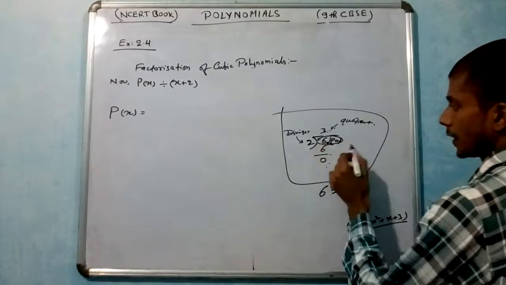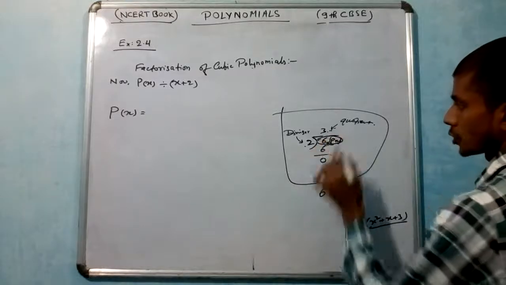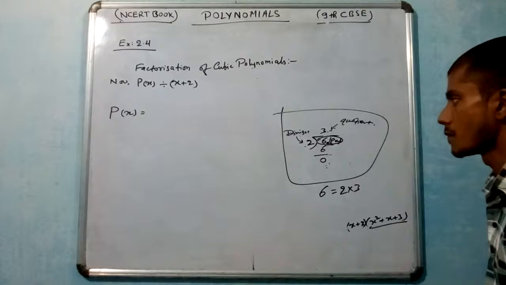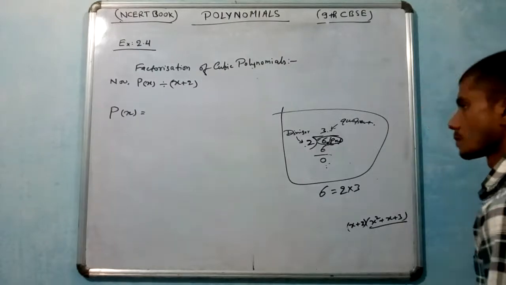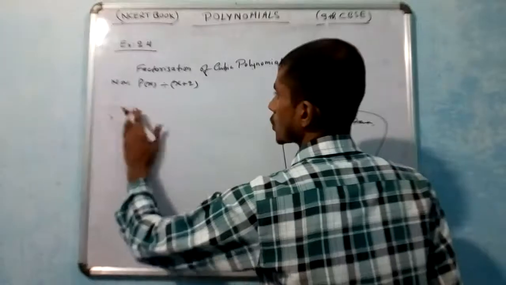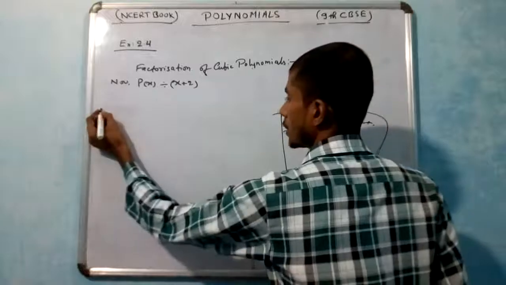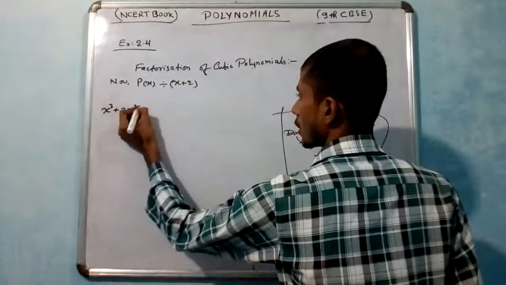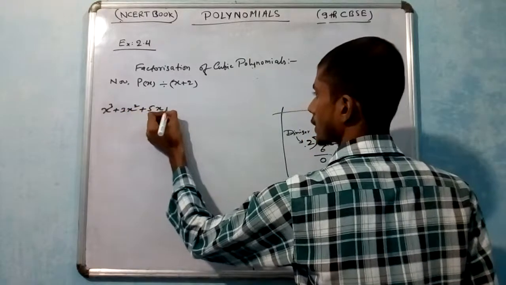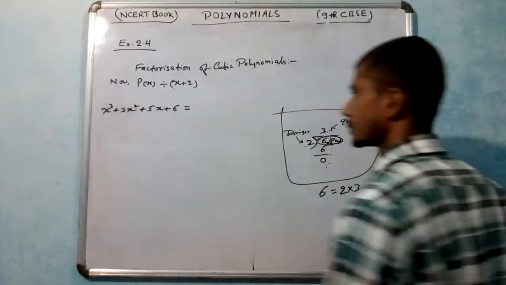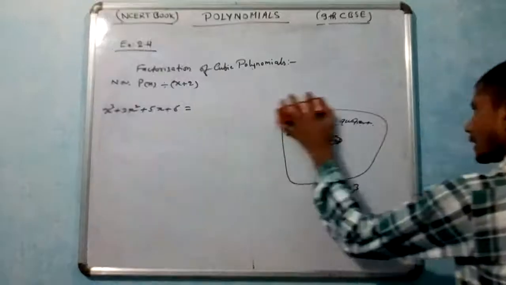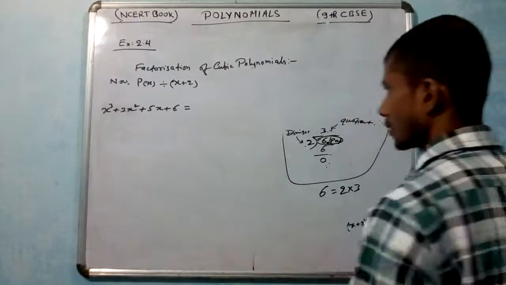This was our dividend, p(x). Dividend is equal to divisor into quotient. Can we write? Fine. So, what was our dividend? x cube plus 3x square plus 5x plus 6. Okay? This dividend can be written as divisor into quotient.